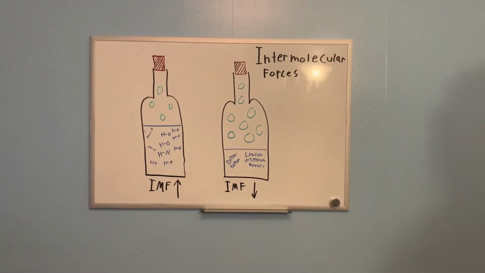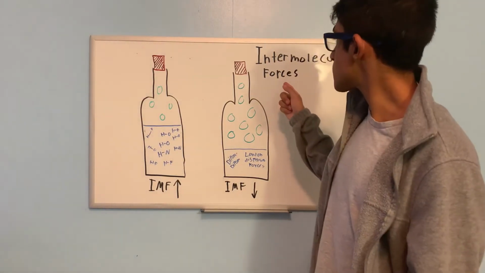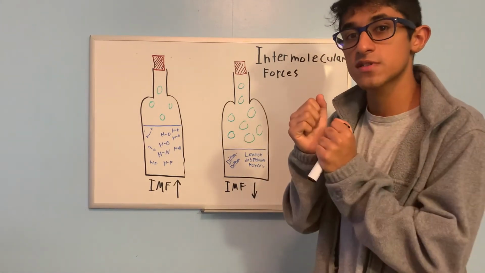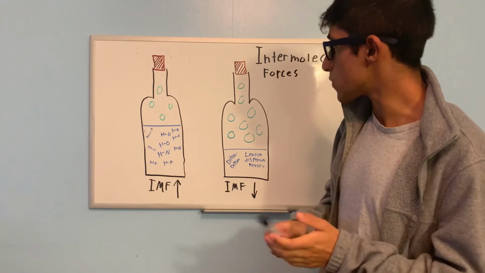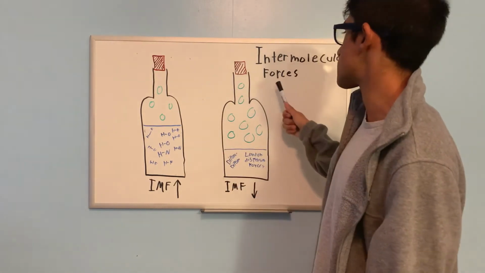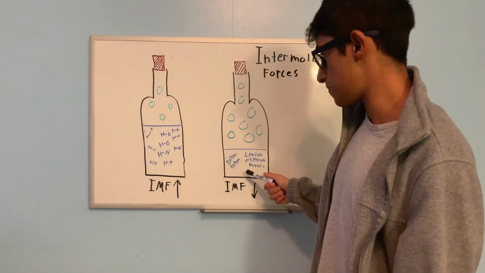Third and final factor that affects vapor pressure is intermolecular forces. You remember intermolecular forces, or IMFs, are the forces that keep molecules of similar types together. We have strong types of intermolecular forces such as hydrogen bonds, and weak types of intermolecular forces such as dipole-dipole bonds and London dispersion forces.